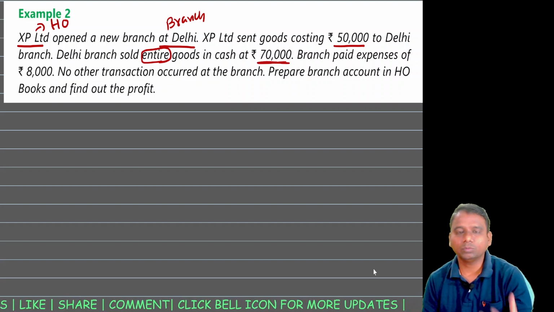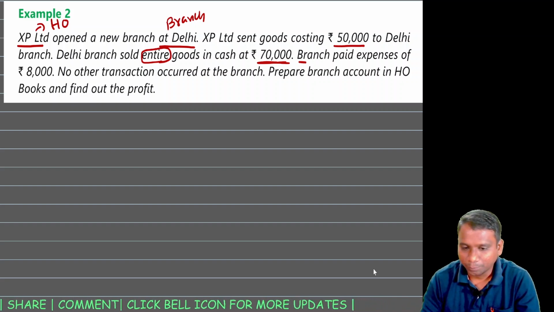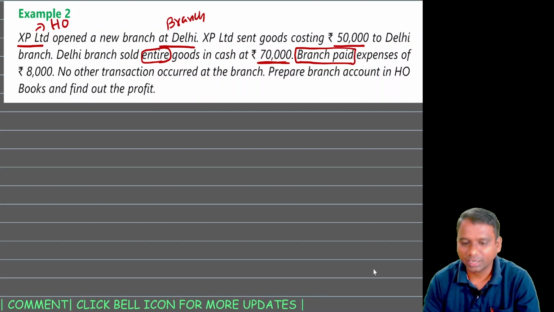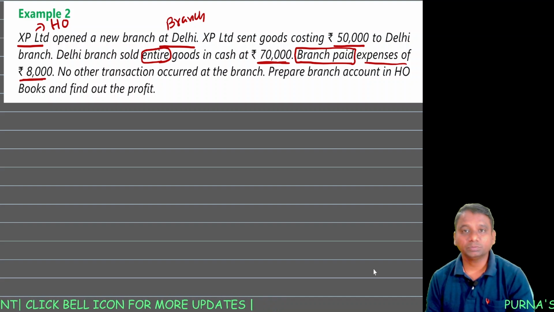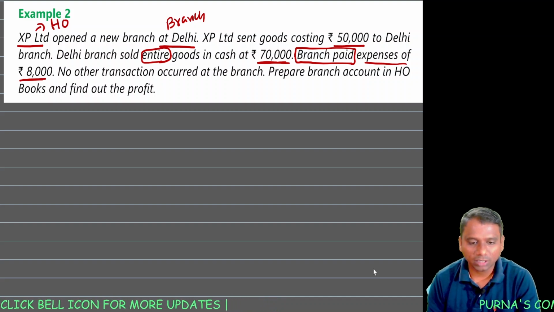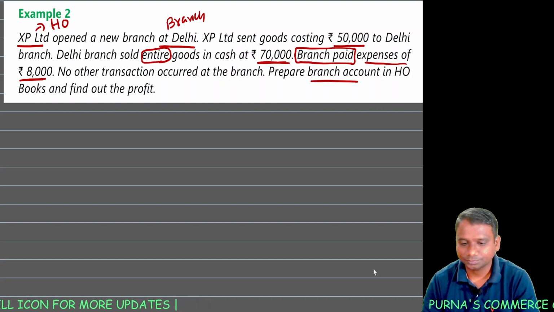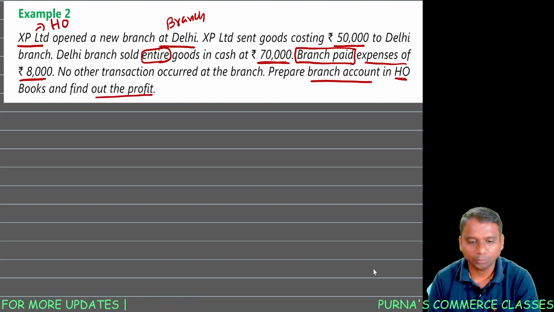70,000. In the previous problem, 62,000. Now 70,000. Very good. Who paid expenses? Branch paid expenses of 8,000. No other transaction occurred at the branch. Prepare branch account in head office books. Whose books? Head office books, and find out the profit.